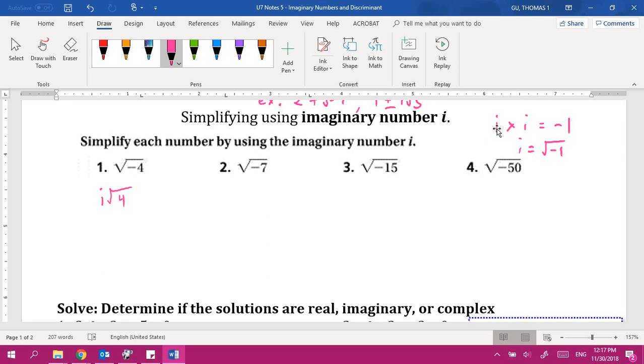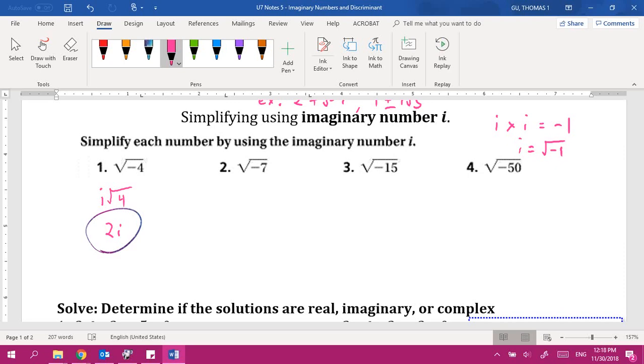But after that, you want to simplify that square root expression. So what is the square root of 4, though? 2. So we just write 2i. And that's it. You want to put 2i, just like you don't write x2 or y2, you write 2x or 2y, right? Same idea. So we have to write i.